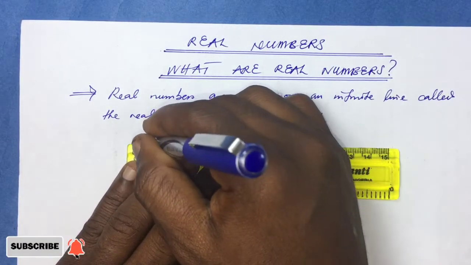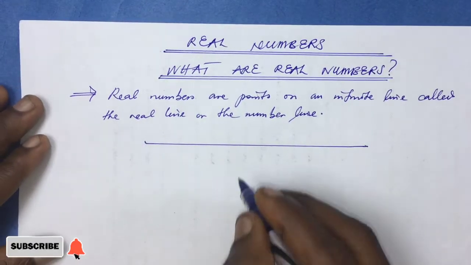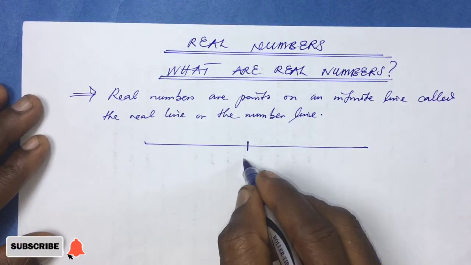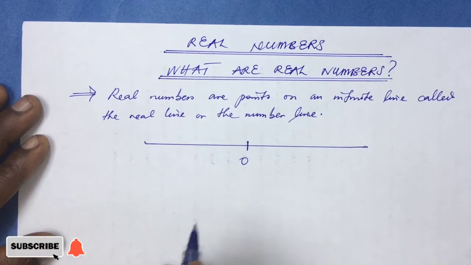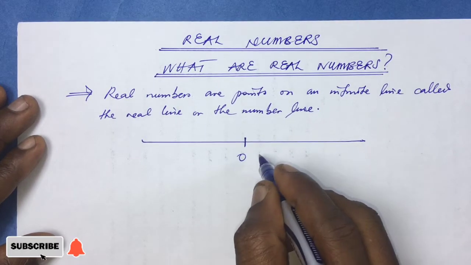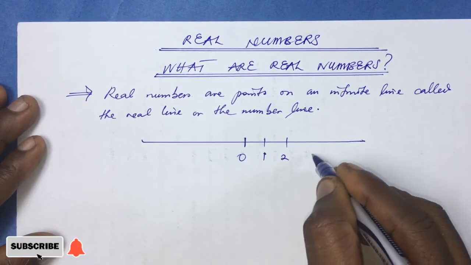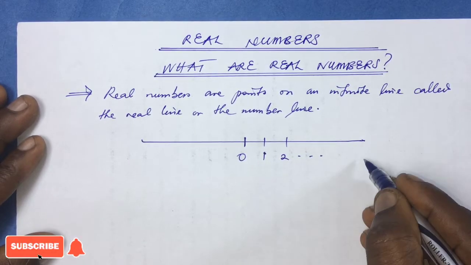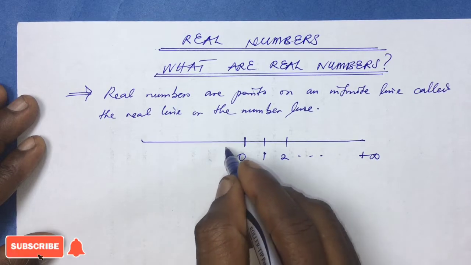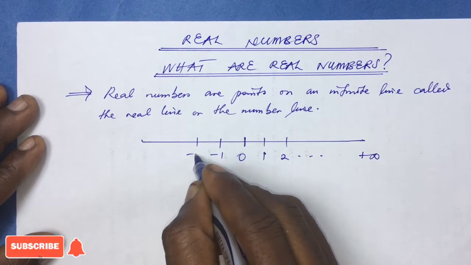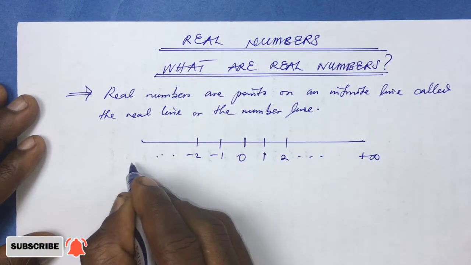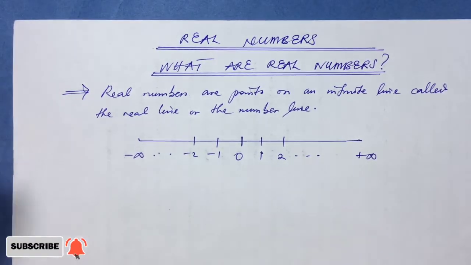So such a line looks like this. It is a line that is partitioned into two by the number 0. And you now end up having 1, 2 down to plus infinity, and you have -1, -2 down to minus infinity. So this line is called a real line.